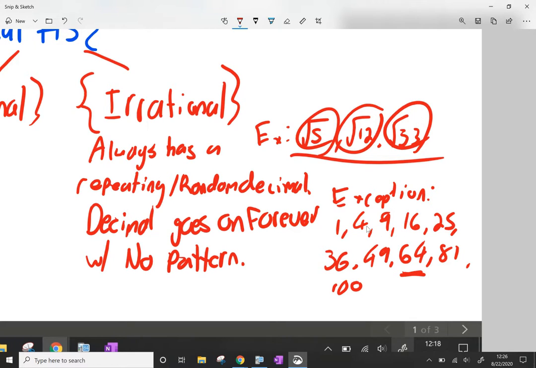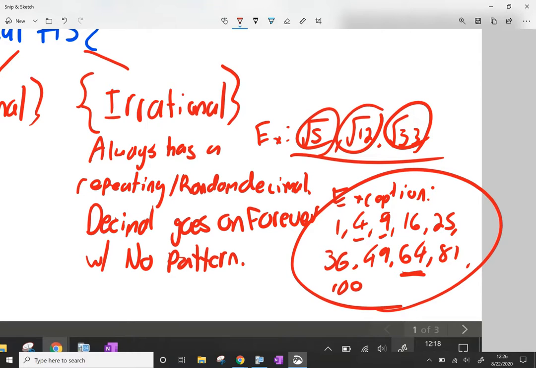Now, if you're wondering where these numbers come from, some of you might already know, some of you might not. These numbers are perfect squares, meaning that they come from a number multiplied by itself. So 4 is 2 times 2, 9 is 3 times 3, 16 is 4 times 4, 25 is 5 times 5, 36 is 6 times 6, right? And that's the same here, 7 times 7, 8 times 8, 9 times 9, 10 times 10, right? So that's what makes those numbers the exception.